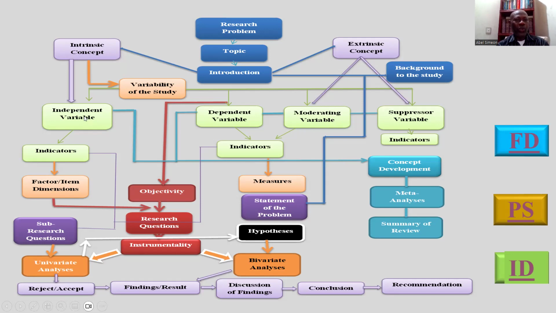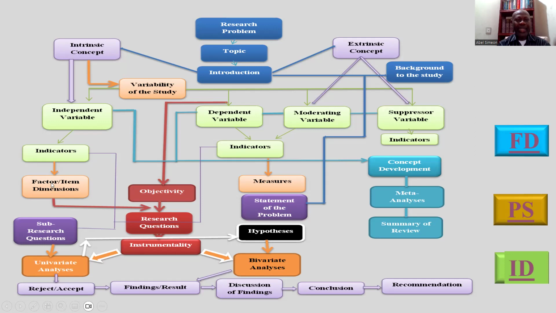Now from the independent variable, dependent variable, moderating, and suppressor variable, you have the indicators. Indicators are those things that could make you understand the variable when you see them. And once you get the indicators, then you begin to ask your questions from the indicators.